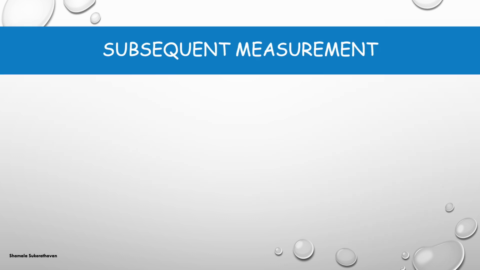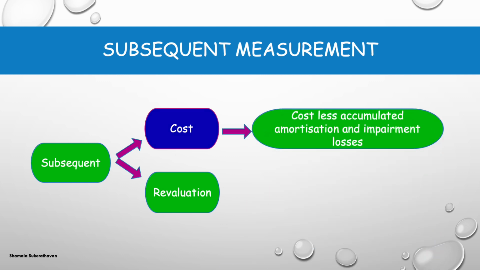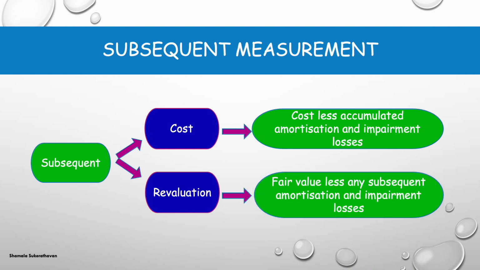On subsequent measurement, as with IAS 16, Property, Plant and Equipment, an entity has a choice of adopting either the cost model or the revaluation model. If an entity adopts the cost model, the intangible asset should be carried at cost less accumulated amortization and impairment losses. On the other hand, if the entity adopts the revaluation model, the intangible asset should be carried at fair value at the date of revaluation, less any subsequent amortization and impairment losses.